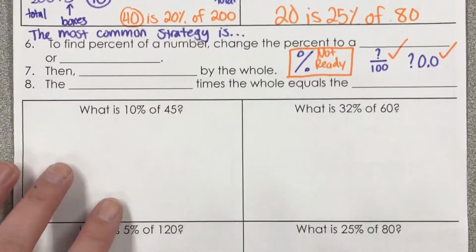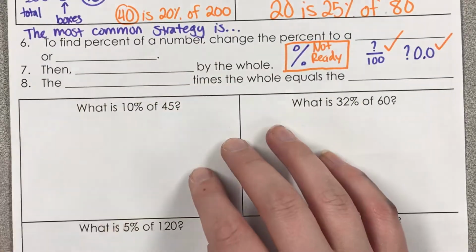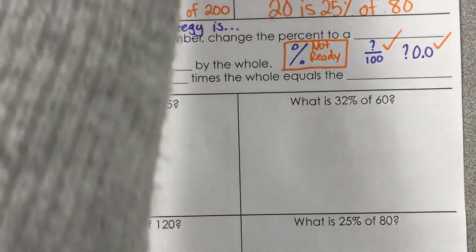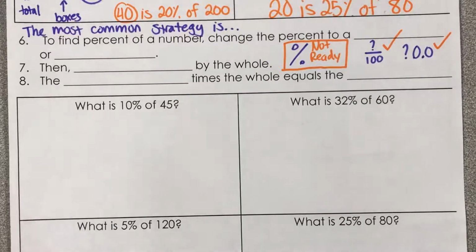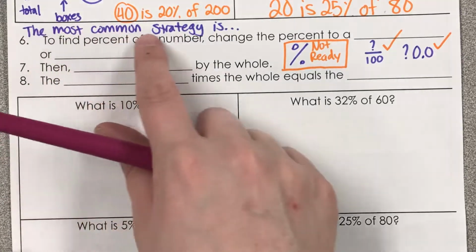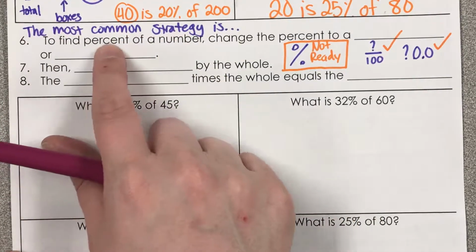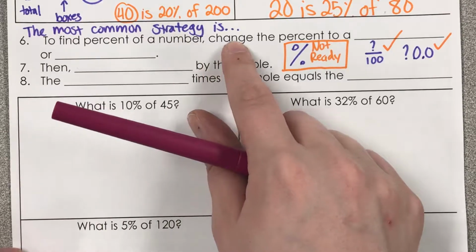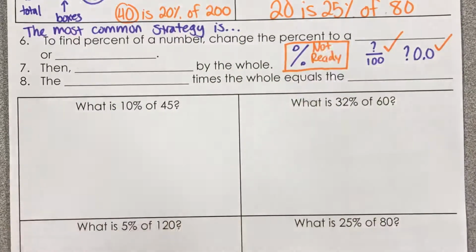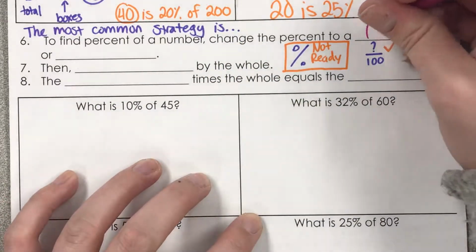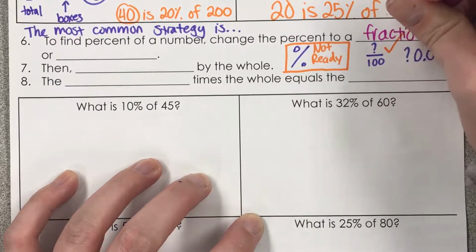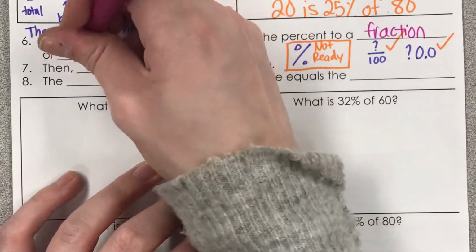So moving on to the next. This is more common, this next strategy I'm about to show you. This is the one Miss Madera even uses today when I want to quickly figure out percents. So it should say on your notes something like, the most common strategy is to find percent of a number. First, you're going to change the percent to either a fraction or you can change it to a decimal.